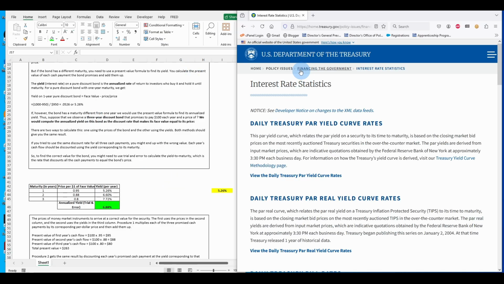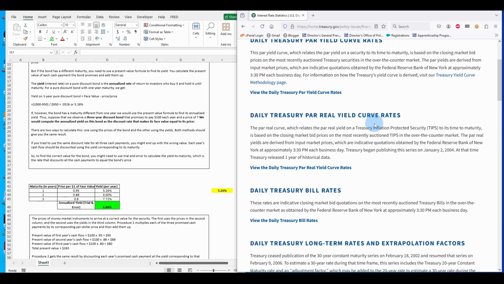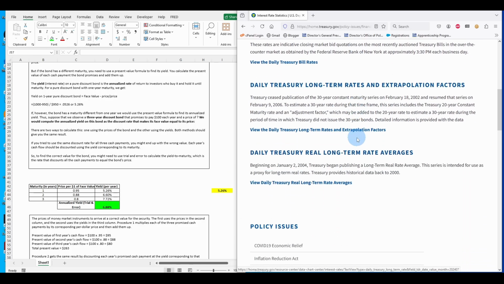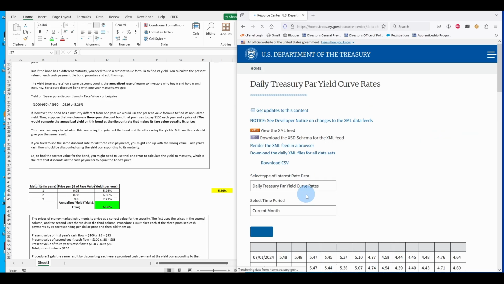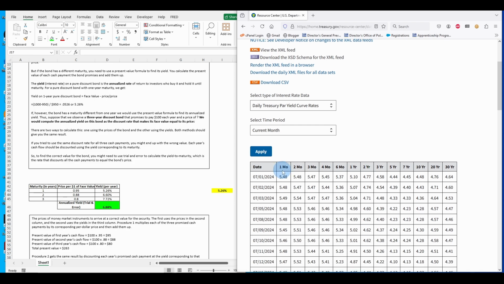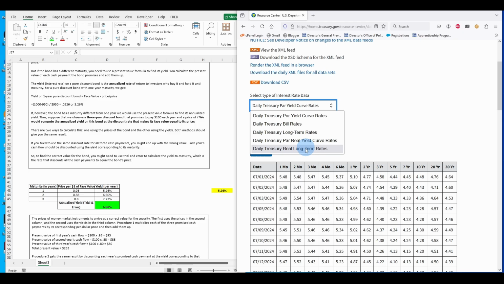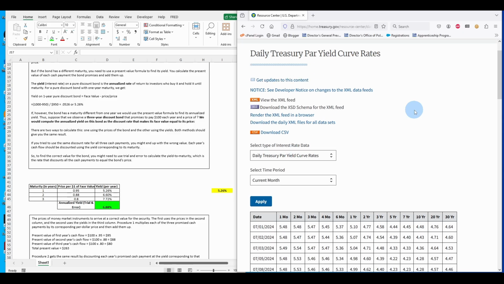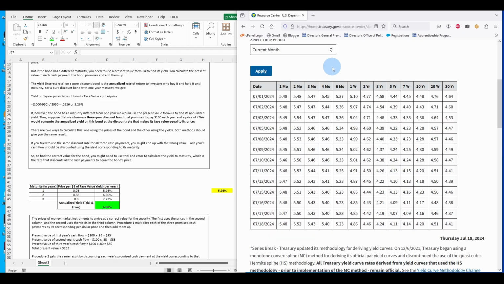Here on the right, this is from the U.S. Treasury. Right here, home.treasury.gov, policy issues, etc. They have daily Treasury par yield curve rates, and then they have a bunch of other information here that you can go through. Right here, you're going to see some yields, and you're going to see 1 month, 2 month, 3 month, 4 month. We'll look here. We have long, par, real long. They're saying par, but these are zeros. This would be your term structure. We have 1 month, 2 month, 3 month, 4 month, 6, 1, 2, 3, 5, 7, 10, 20, 30.